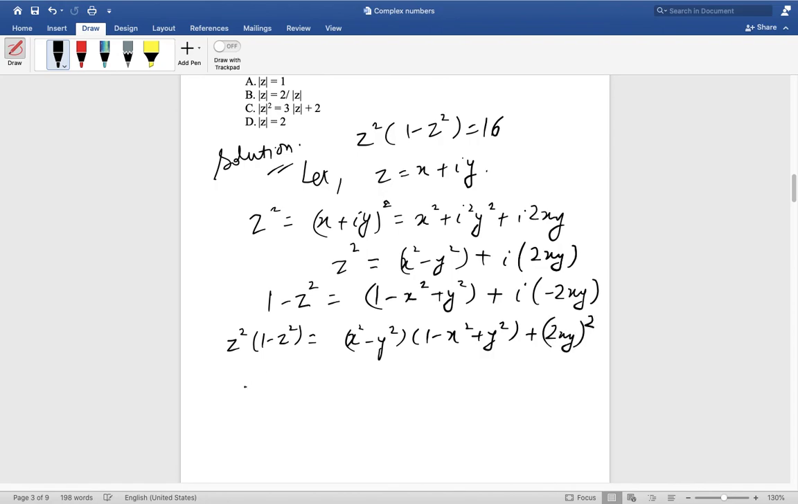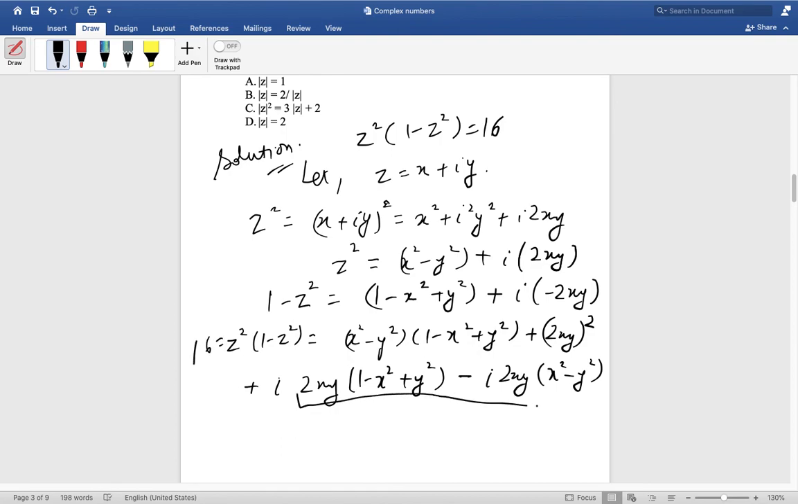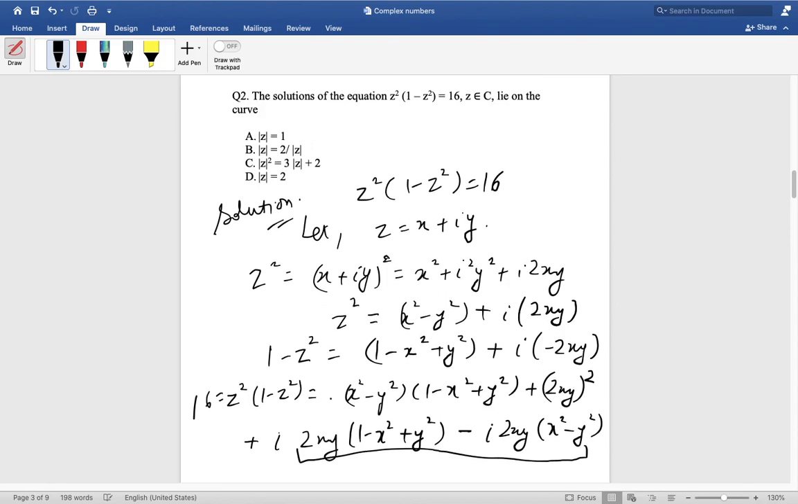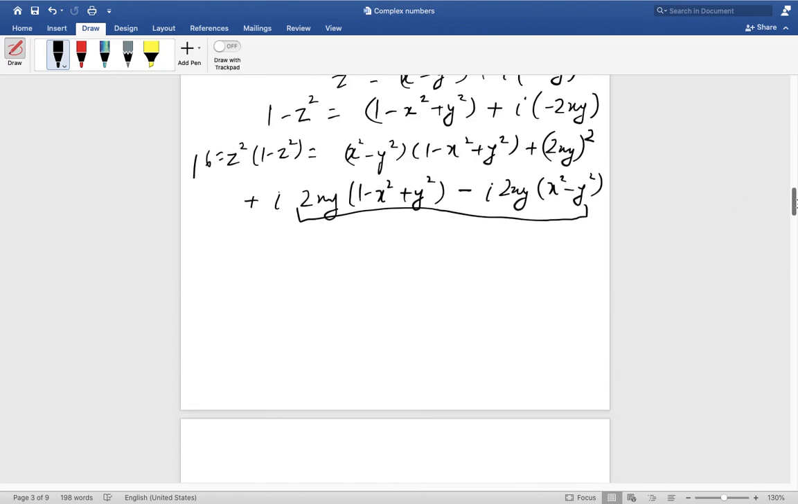Now the imaginary parts. This into this will be imaginary and this into this will be imaginary. So iota 2xy into 1 minus x square plus y square minus iota 2xy into x square minus y square. Now this whole thing is given equal to 16. So this whole imaginary part is equal to 0. So what do I have to do here? I will just equate all of this equal to 0.